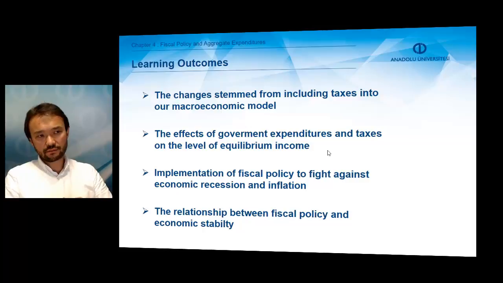The learning outcomes for chapter 4 are: the changes stemming from including taxes into our macroeconomic model, the effect of government expenditures and taxes on the level of equilibrium income, implementation of fiscal policy to fight against the economic recession and inflation, and the relationship between fiscal policy and economic stability.